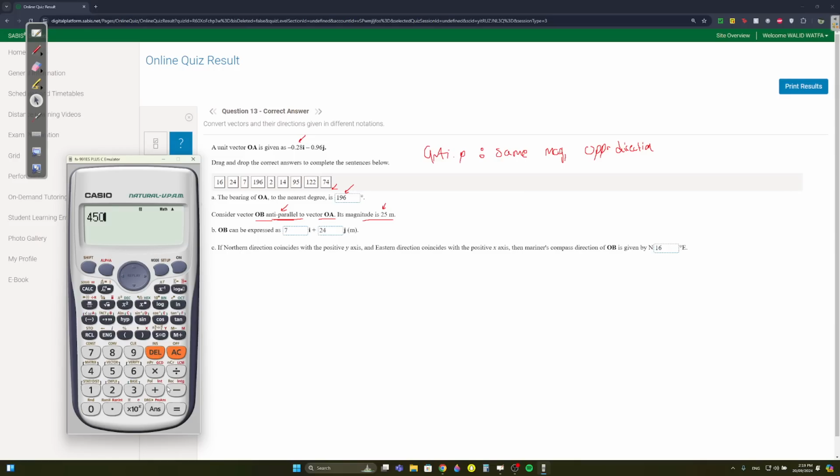We do 450 minus. You get 196. So we know that the bearing of it is 196. Consider vector OB, which is anti-parallel to vector OA, and its magnitude is 25. OB can be expressed as what?